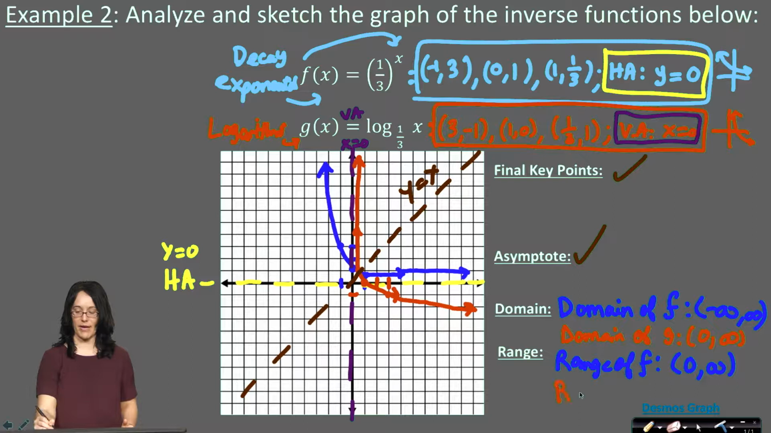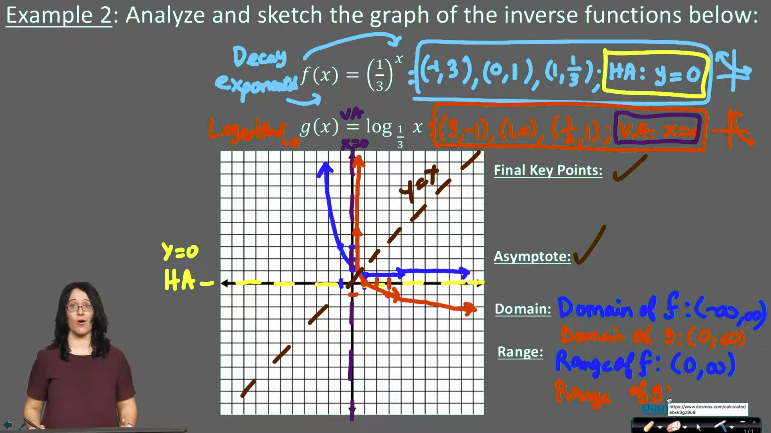And how about the range of g? What should it be? It should be the domain of f, right? All real numbers. So if you said negative infinity to infinity, that would make sense because you can see the red curve is going down forever slowly and up forever slowly. So negative infinity to infinity makes sense.